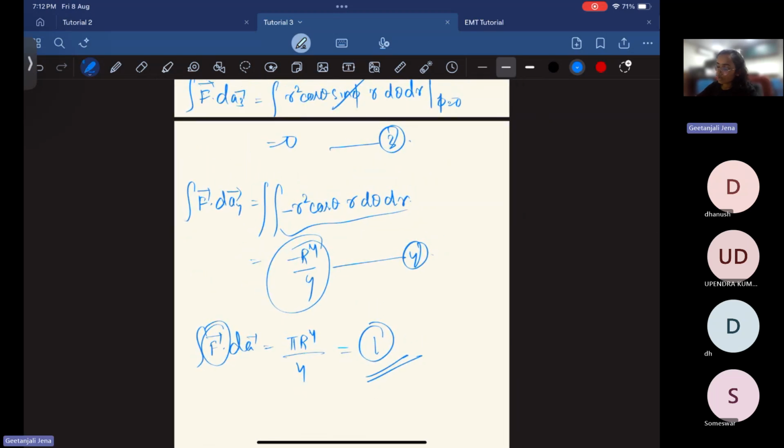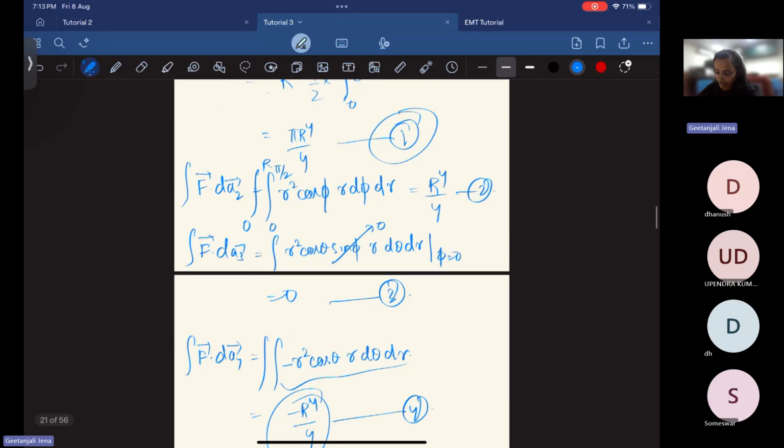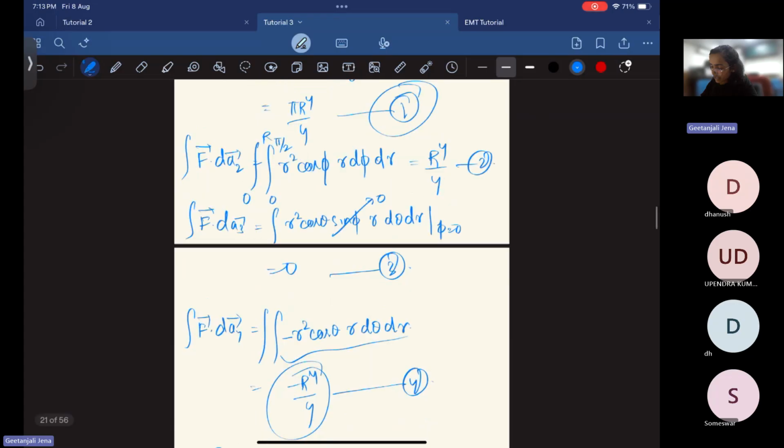So do you have any query in this problem? Because it was quite a long one. Let me know if you have any query, whether while integration or finding the area element. If it is clear to everyone, then let us move to our next problem.